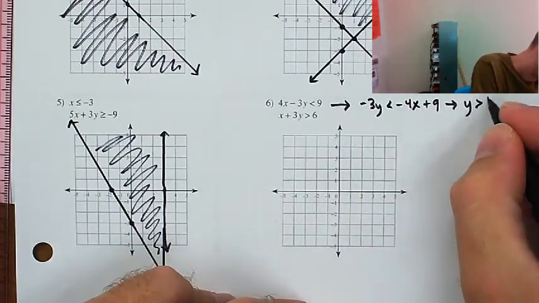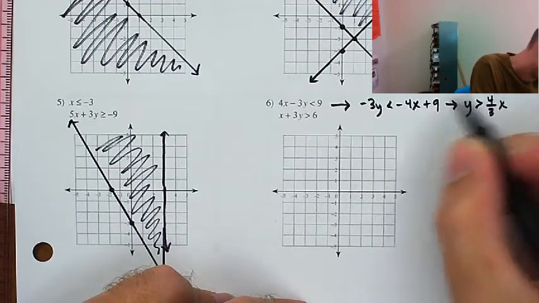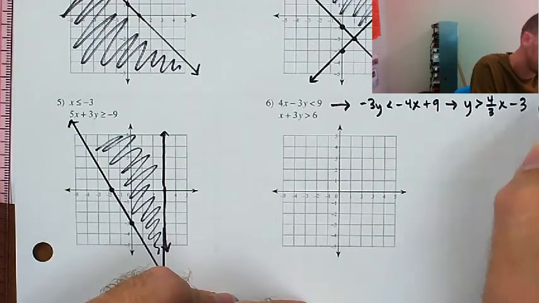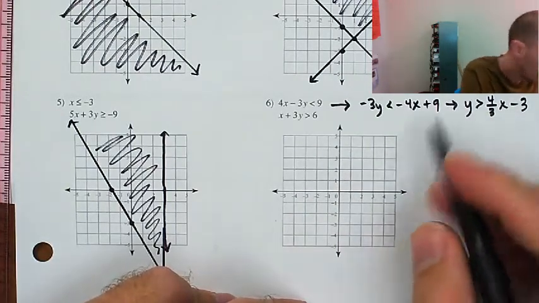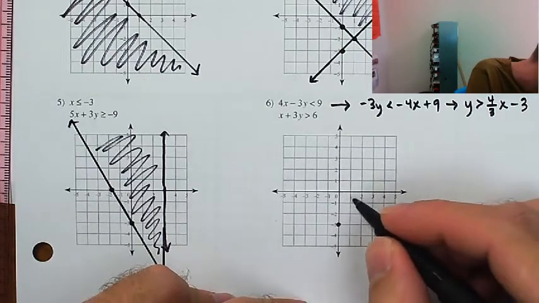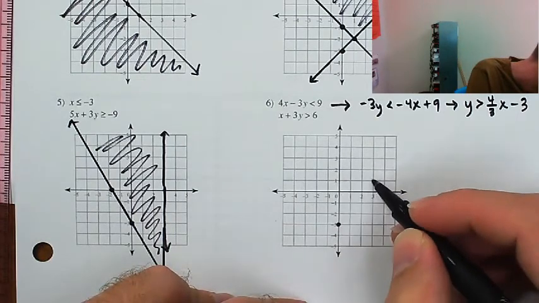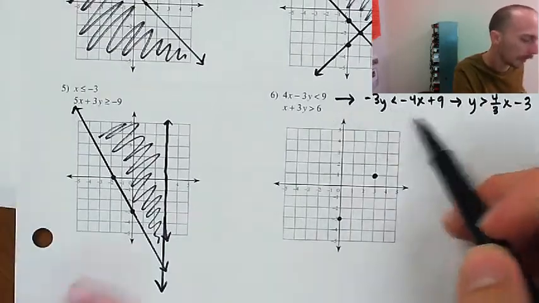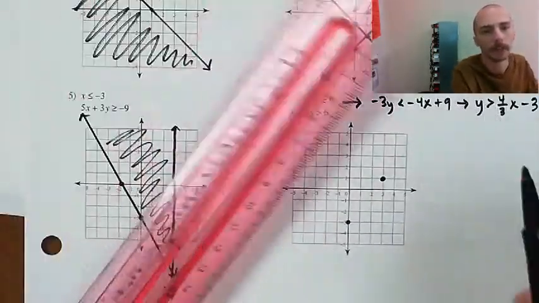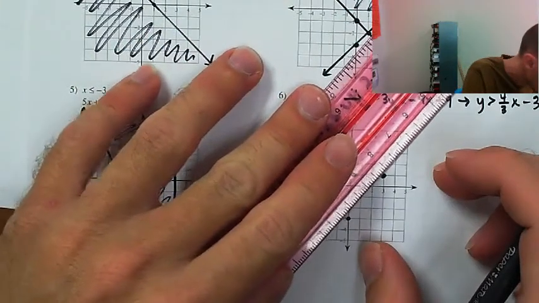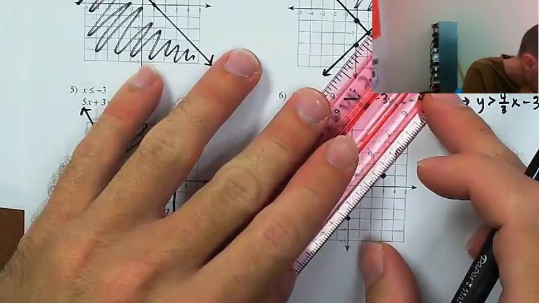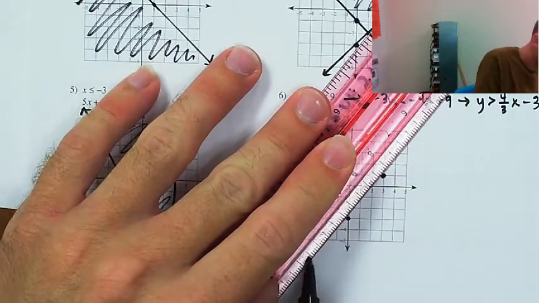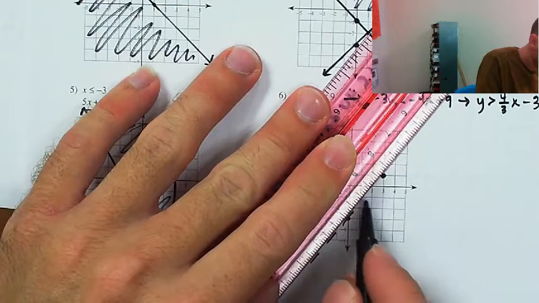Negative 4 divided by negative 3 is 4/3 x. 9 divided by negative 3 is negative 3. Okay, so negative 3 goes up 4 to positive 1 when it goes over 3, so it'll go to that point. And since it's greater than, right there, I'm going to have to make this a dotted line. And then I'm going to cut that with a dotted line.